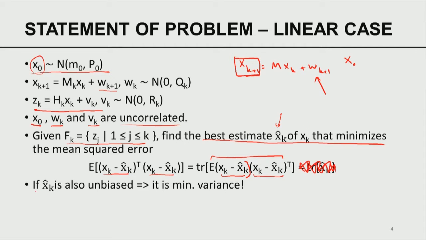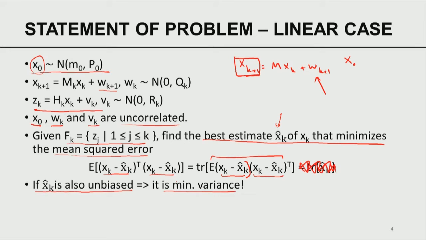If I can also show that this filtered estimate is unbiased, we have already seen that minimizing the mean squared error is equal to minimizing the variance if the bias is 0. We have seen this relation when we talked about the Bayesian setup. Therefore, it is very prudent to analyze and arrange things such that the estimate not only minimizes the mean square error, it is also unbiased. These two combined together will give you the minimum variance estimate.